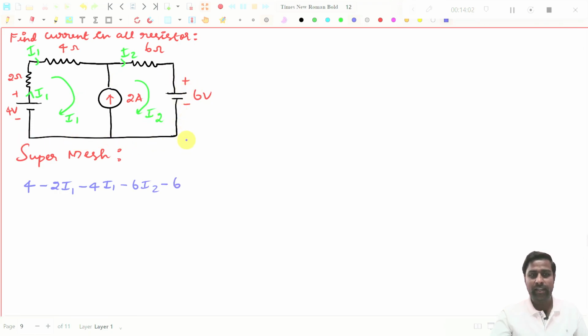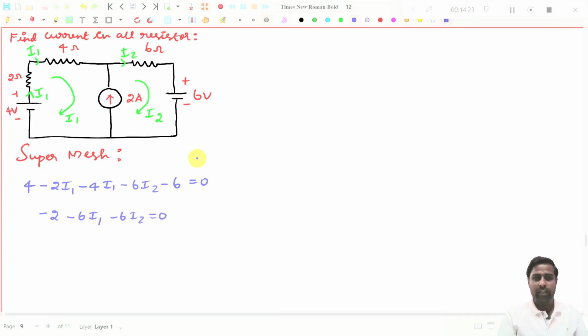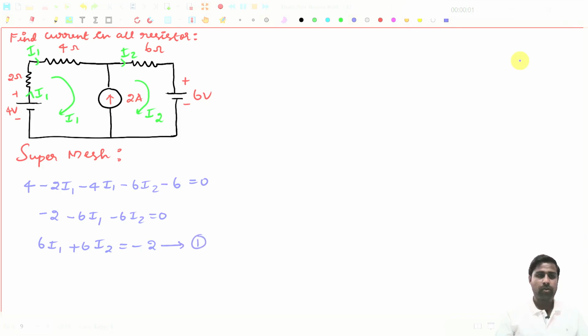So that's all right. There are no other elements in this path, so it has to become 0 now. So you simplify this expression now. This will be 4 minus 6, that will be minus 2, minus 6 I1 minus 6 I2, right? It will be equal to 0. So I will bring everything to the other side. So this becomes 6 I1 plus 6 I2 will be equal to minus 2. So this is expression 1. We have written the expression now.